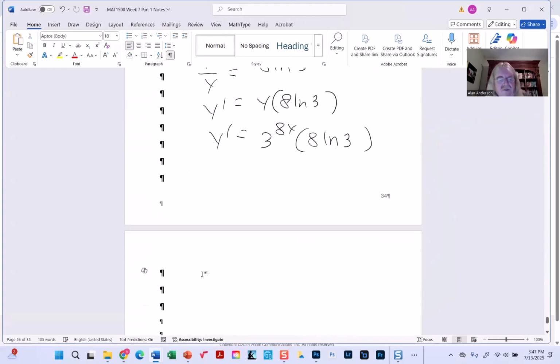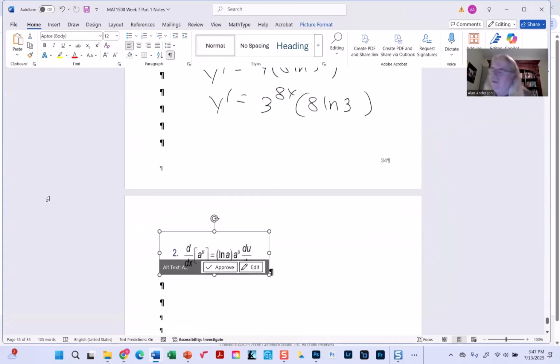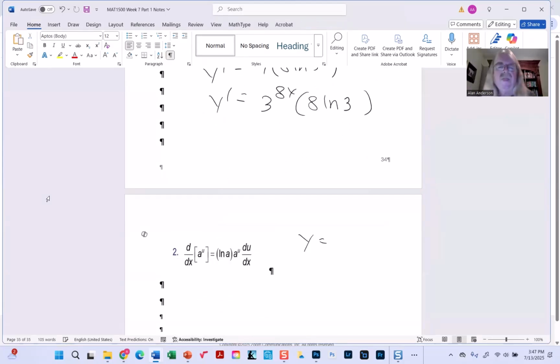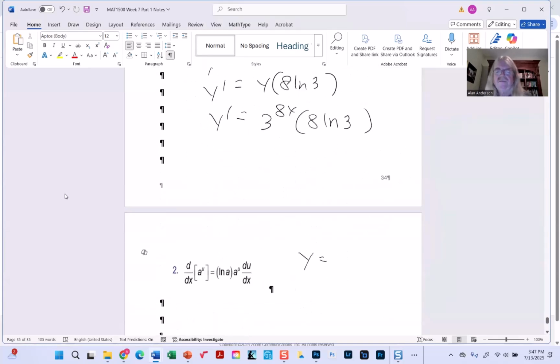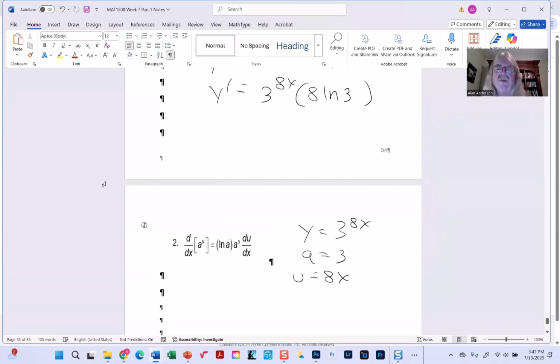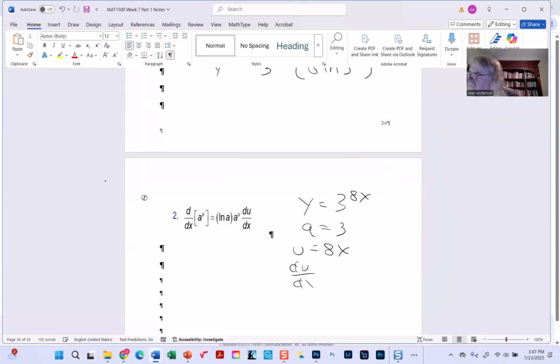All right, so imagine we decided to go down this path. We have y equals 3 to the 8x. So that means a would have been 3, u would have been 8x, and du dx would have been 8. So this would have brought us to log a times a to the u, times du dx, which is 8.